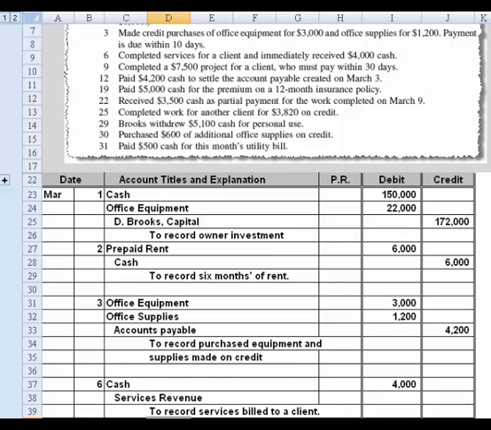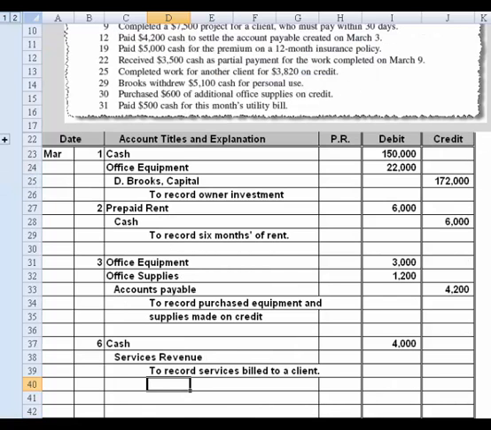Okay, I'm going to slide a little bit so we got a little bit more room. The next transaction takes place on the 12th. Try to keep this on the screen now. And the transaction on the 12th says paid $4,200 cash to settle the account payable created on March 3rd. Okay, so we know we're going to pay off that $4,200, so I'll just reference the cell. I'm going to go equal to cell J33 rather than type it in.